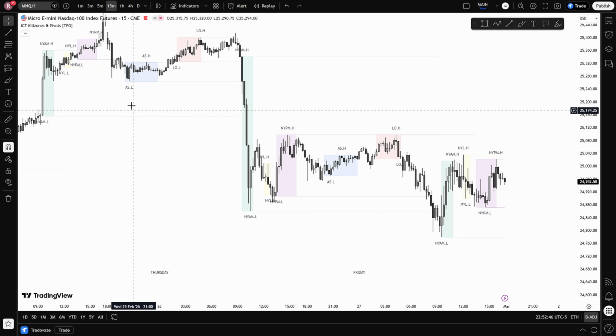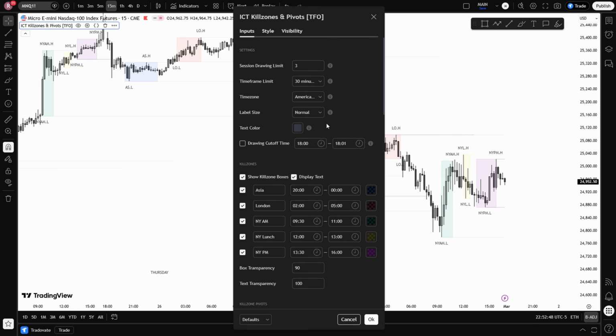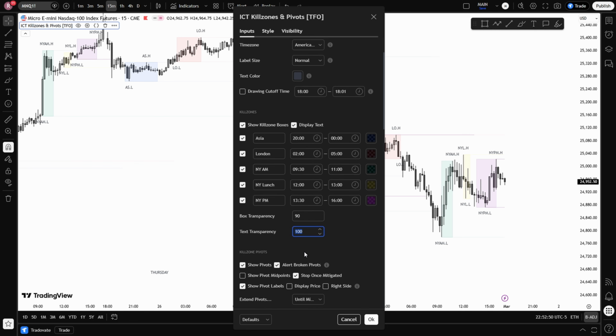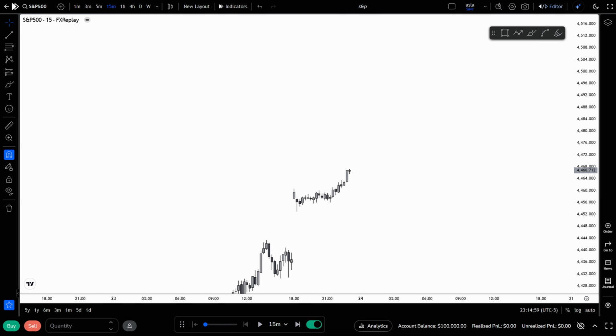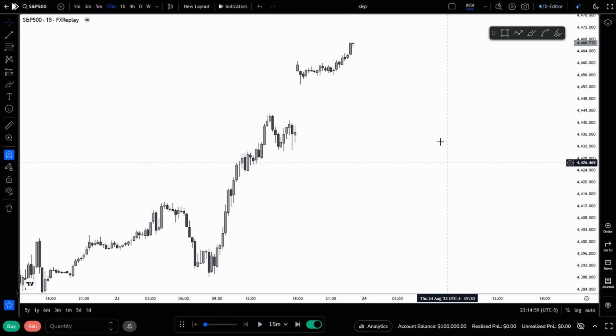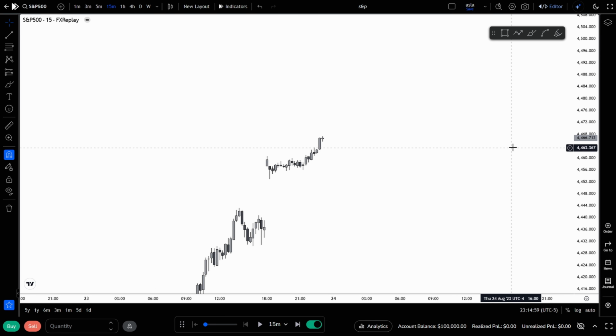For this example, I'm using TFO's ICT kill zones and pivots indicator. These are the settings I use. I have Asia, London, and New York AM selected with the exact times listed earlier. I also have my pivots marked off, but with no text, just to keep the chart clean and focused strictly on price and liquidity. Remember, the tool doesn't make the trade. Understanding where liquidity rests, that's what matters. What I'm focusing on here is the displacement, or the lack of displacement, around these session levels.